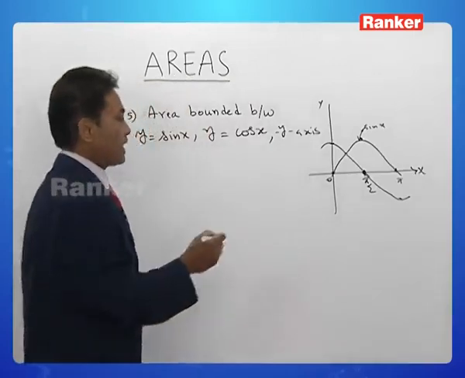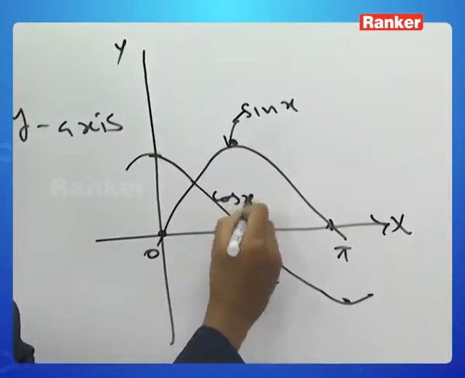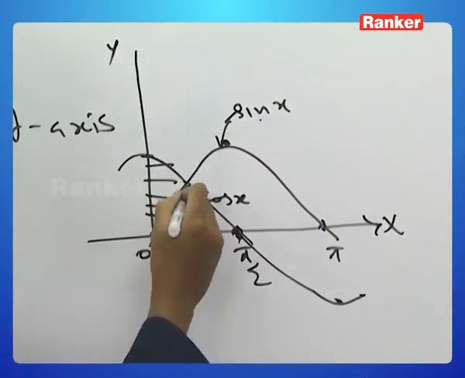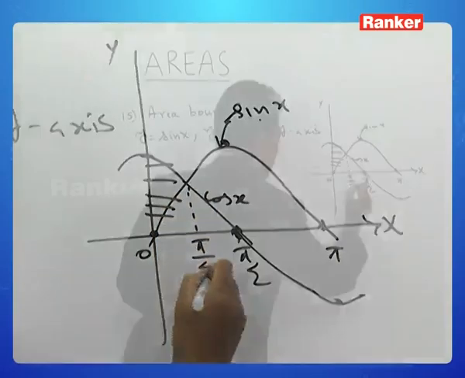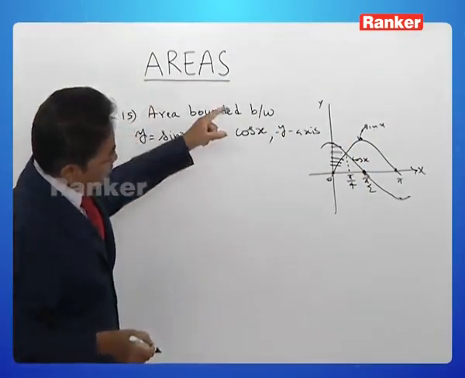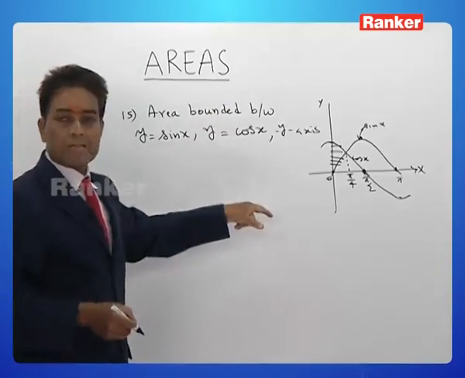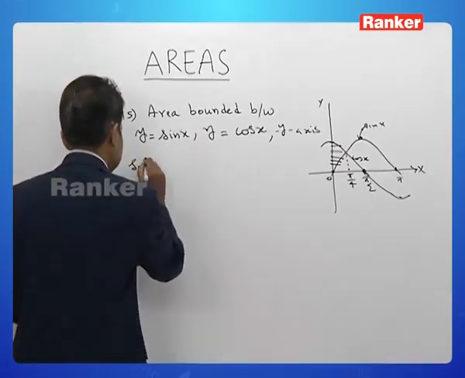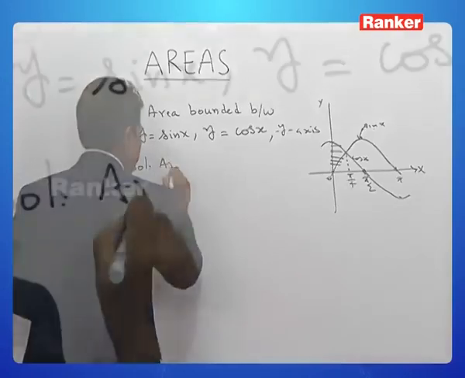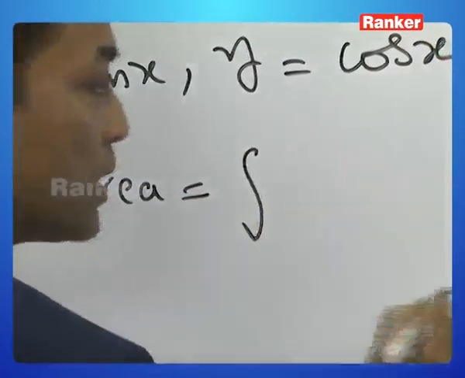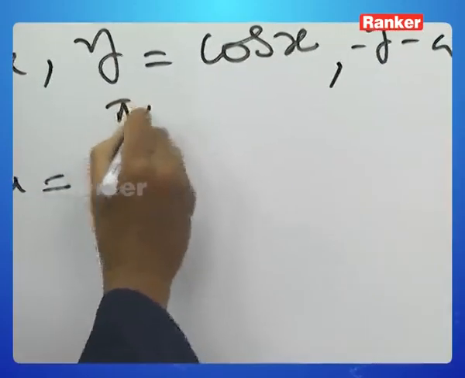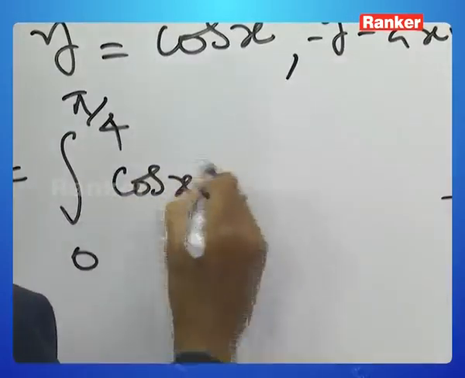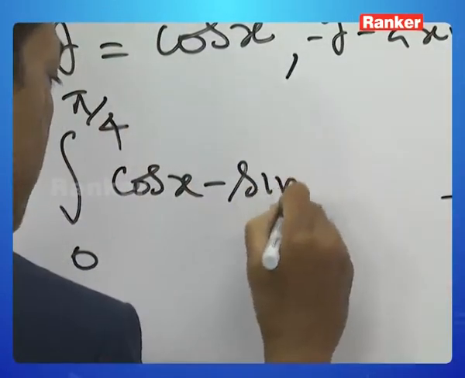Now we want the area required bounded between sin x and cos x and y axis. So this area. Of course, this point of intersection is pi by 4. So now we have to find the area between the y axis and 0 to pi by 4, sin x and cos x. Let us see that. Required area, 0 to pi by 4 integration. What is upper curve? Cos x is upper curve. Lower curve is sin x. So cos x minus sin x.